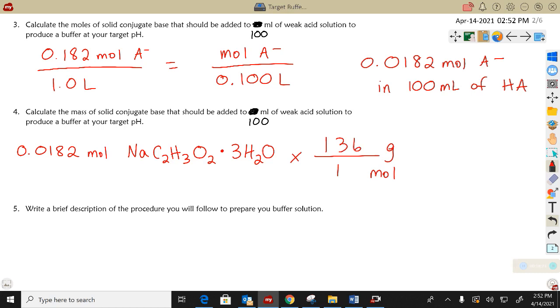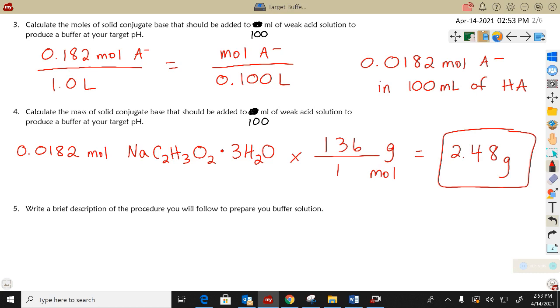It feels like forever since we did a mole calculation. All right, so now I'm going to plug this in my calculator. 0.0182 times 136 grams. And I get something that I could actually measure. Grams. That was a lot of work for one number, huh? I'm going to use 2.48 grams of the solid sodium acetate. So now I can finally describe how to make this buffer, which will hopefully have a pH of 5.